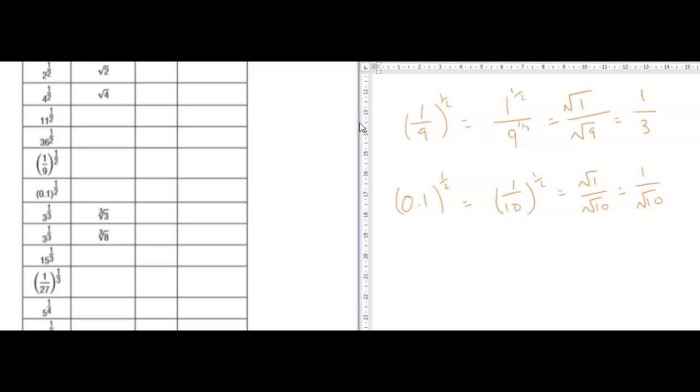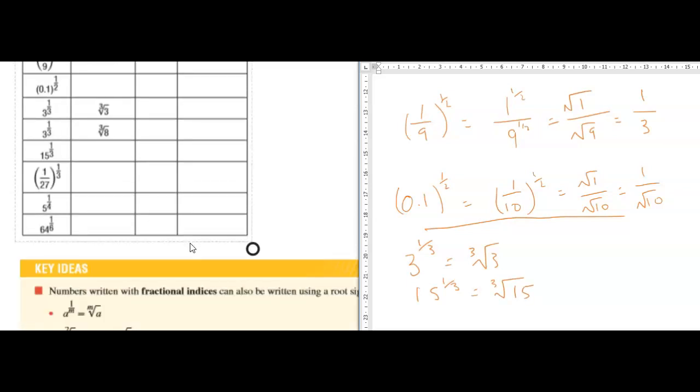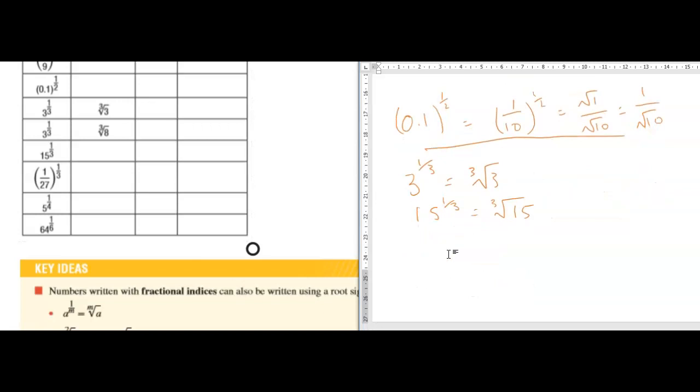All right, now this is where you need to remember fractional indices. The next one we've got is 3 to the power of a third, which is the same as the cubed root of 3. You'll get a decimal and it's a surd. Then 15 to the power of a third. I think that next one should have been an 8. Cubed root of 15 for that. Now, let's have a look at 1 over 27.